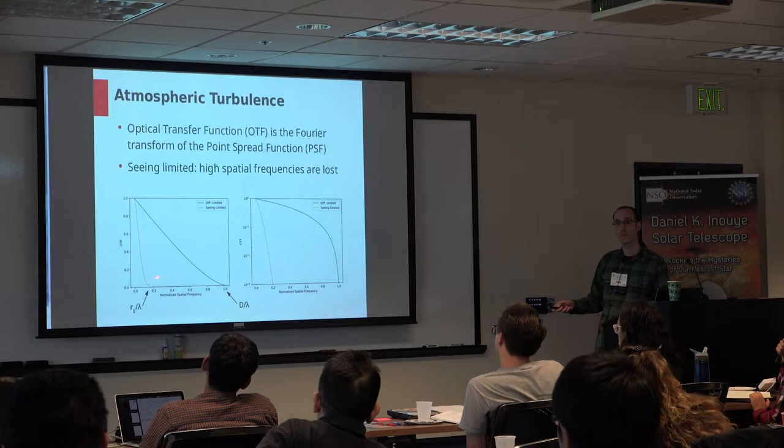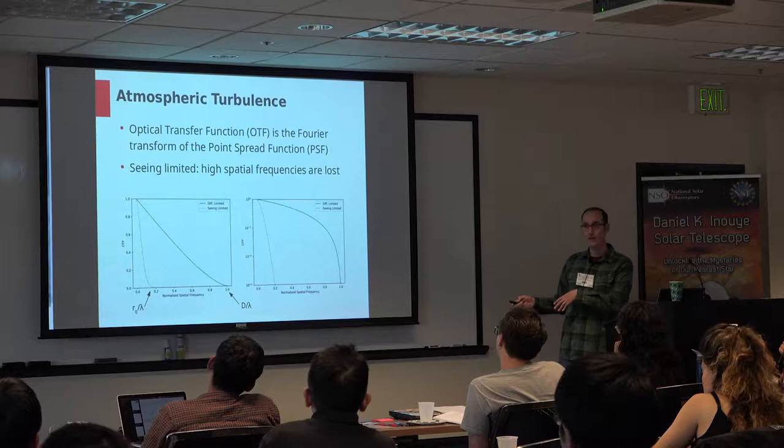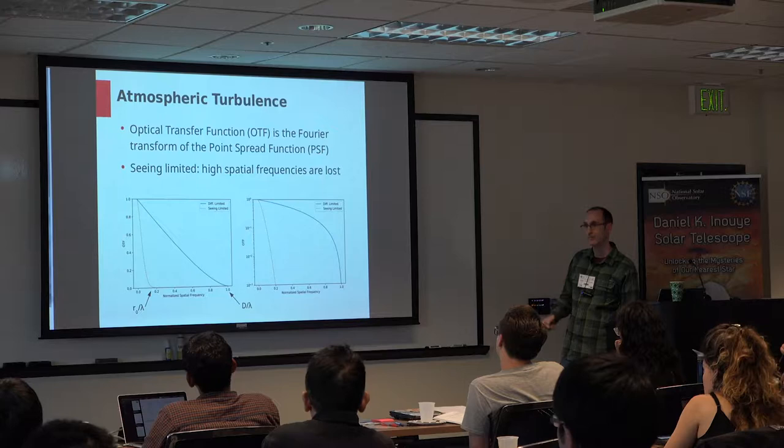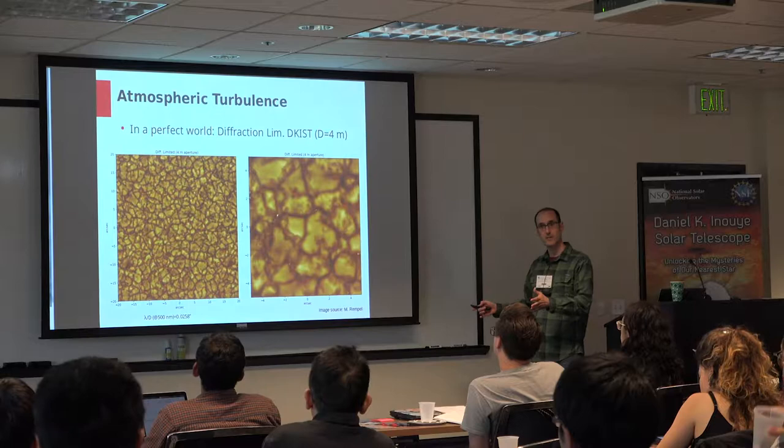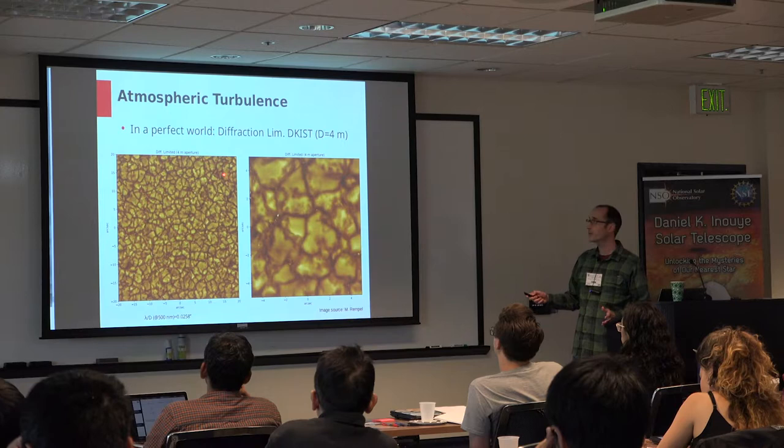And here on the right, I repeat the same plot but in a logarithmic scale. You can see that these frequencies are actually lost. It's not like they're hidden a little bit. They're just gone. Once the atmosphere distorts your image, you cannot recover all this information. It's lost. So in a perfect world where you have a DKIST telescope and there's no atmosphere, all the optics are perfect, and you achieve diffraction-limited performance.